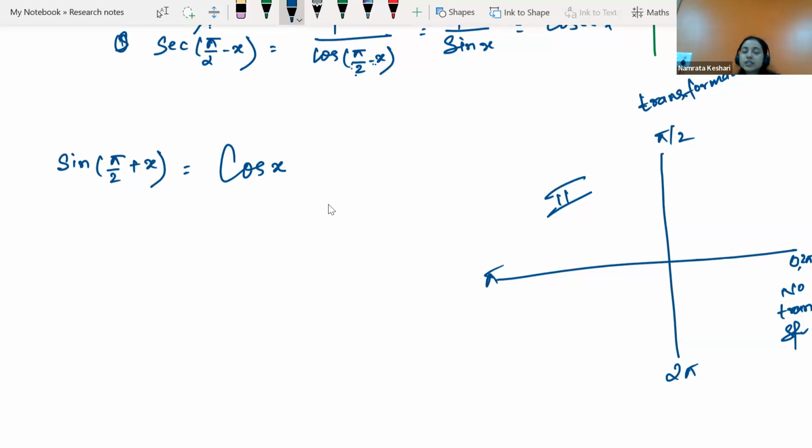That day we were learning the mnemonic "add sugar to coffee": all positive, sine positive, tan positive, and cos positive. Yes or no? Yes, ma'am. So in the second quadrant, sine is positive. That's why the output it will generate will be positive. Getting it?